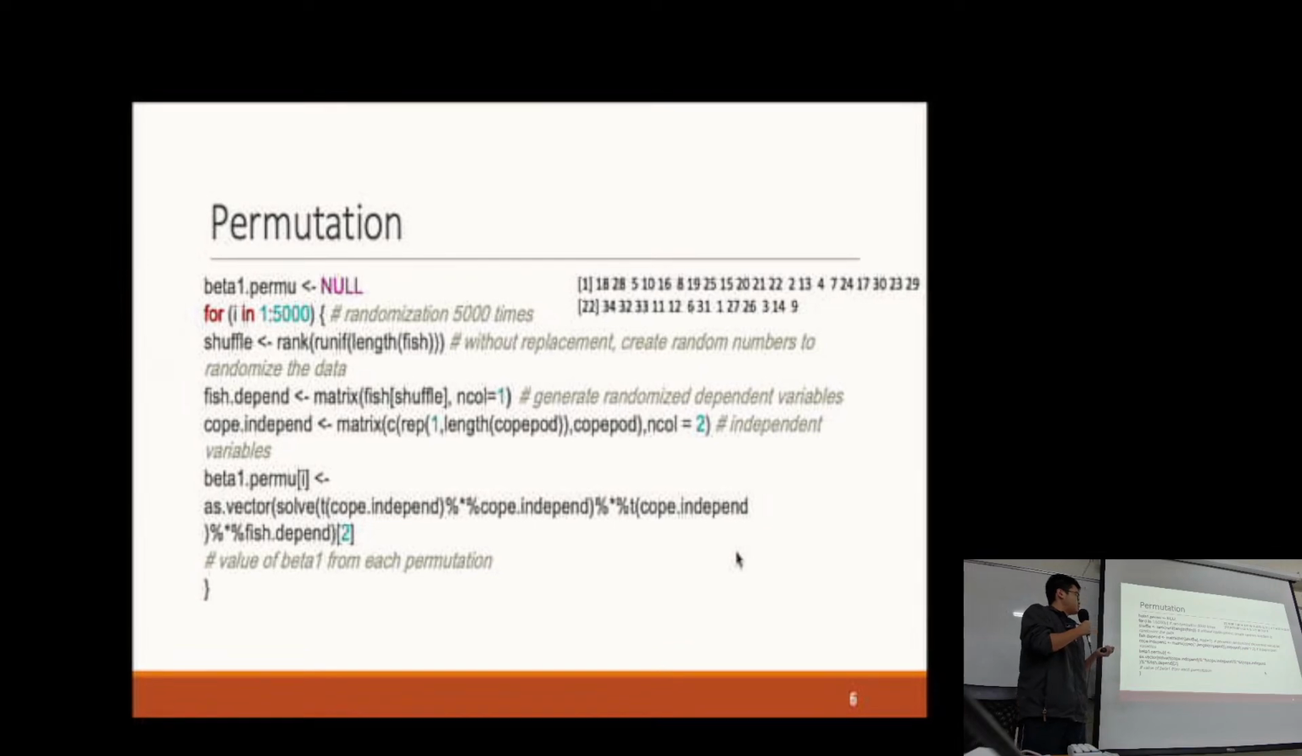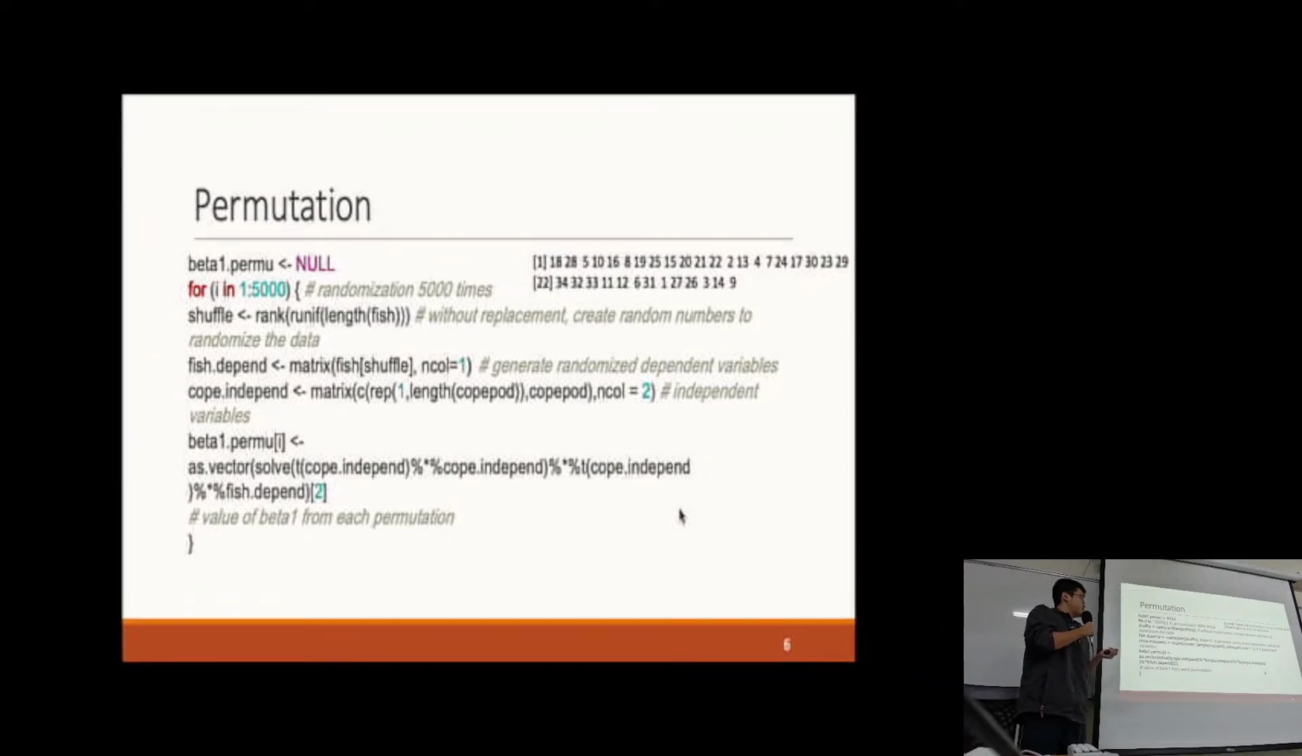I can use this row of numbers to shuffle the density of the fish, so I can get a randomized dependent variable. And the copepod density is just the same. So I can also get the beta 1 for each permutation.